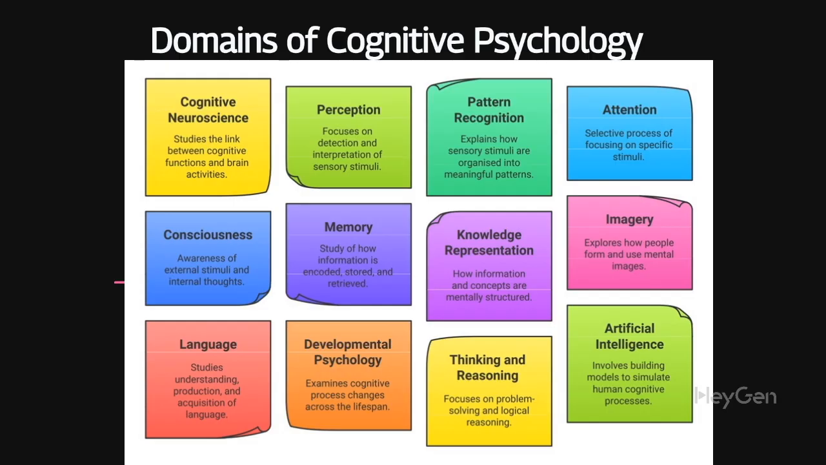Memory allows us to store and retrieve information across time. Cognitive psychology investigates different types of memory, like short term, long term, and working memory, and how these systems support learning and decision making. Representation of knowledge. This area explores how information is organized mentally, such as through mental images, concepts, or schemas. Understanding how knowledge is structured helps explain how we reason, plan, and solve problems.